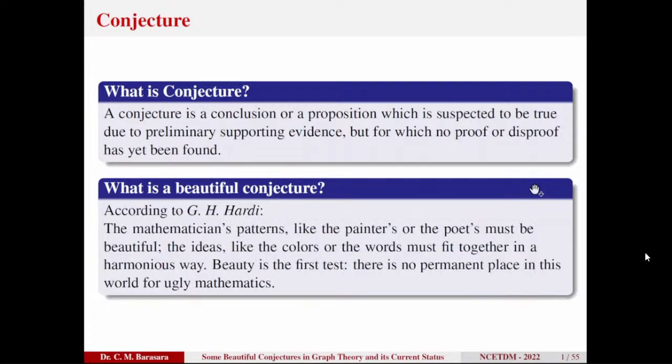Let's come to the definition of what we mean by a beautiful conjecture. According to Hardy, the mathematician's patterns, like the painter's or the poet's, must be beautiful. The ideas, like the colors or the words, must fit together in a harmonious way. It is the first test, and there is no permanent place in this world for ugly mathematics. That is Hardy's thought, and I think it fits the definition of what we mean by a beautiful conjecture.